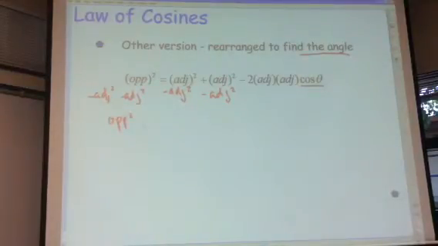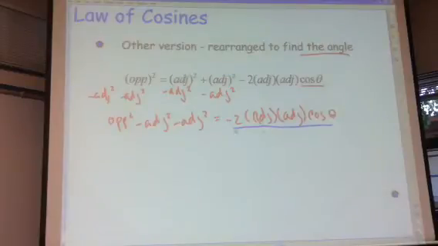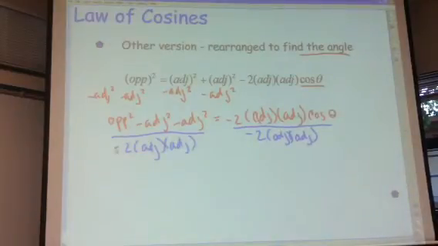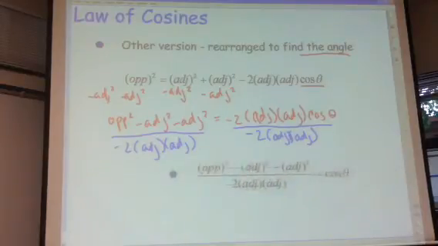So I have the opposite squared minus the adjacent squared minus the adjacent squared, and it equals -2 times the adjacent times the adjacent times the cosine of theta. After that, to get cosine of theta all by itself, since this is multiplied, I need to divide. So I'm going to divide by -2 adjacent times adjacent on both sides. And your equation looks like this.